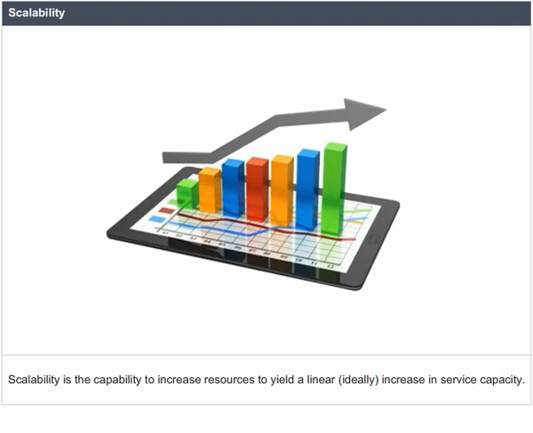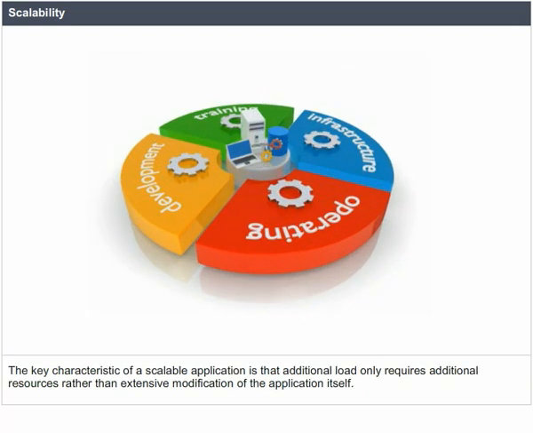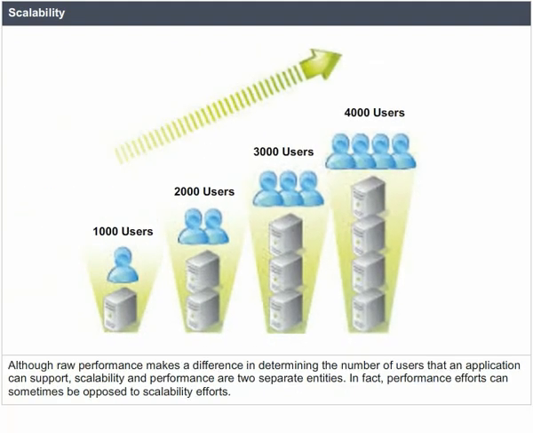Scalability. Scalability is the capability to increase resources to yield a linear increase in service capacity. The key characteristic of a scalable application is that additional load only requires additional resources rather than extensive modification of the application itself. Although raw performance makes a difference in determining the number of users that an application can support, scalability and performance are two separate entities. In fact, performance efforts can sometimes be opposed to scalability efforts.